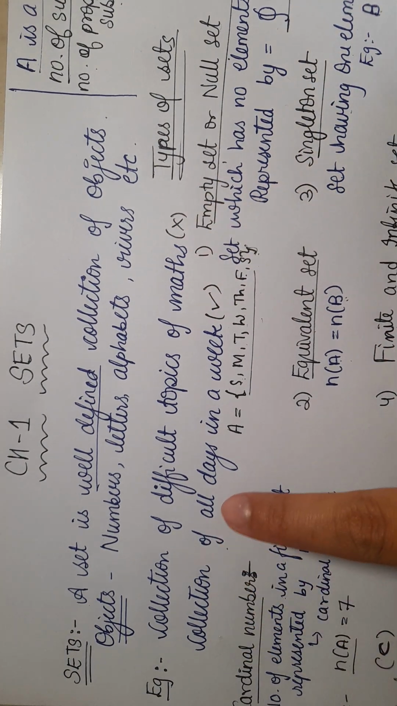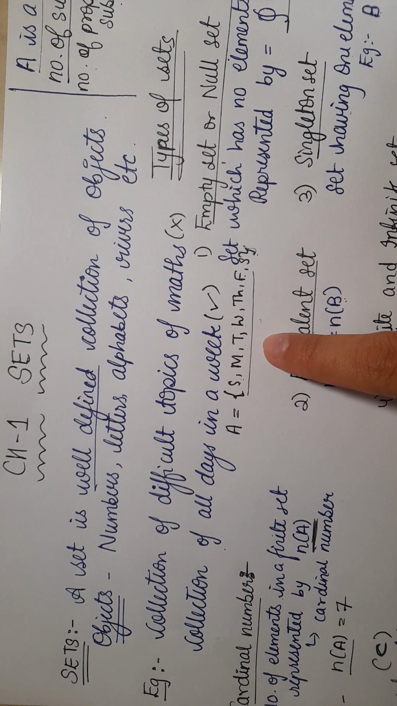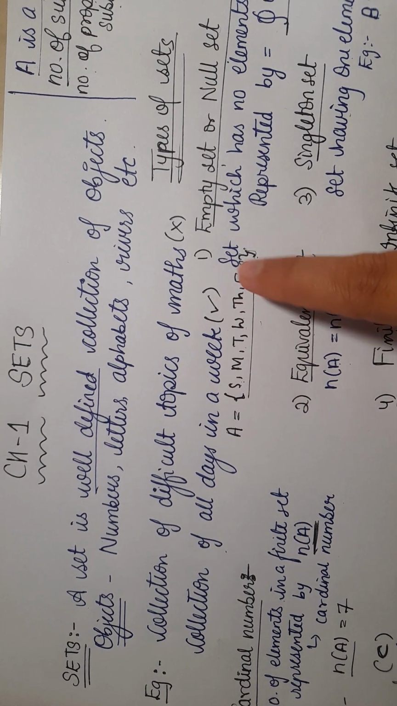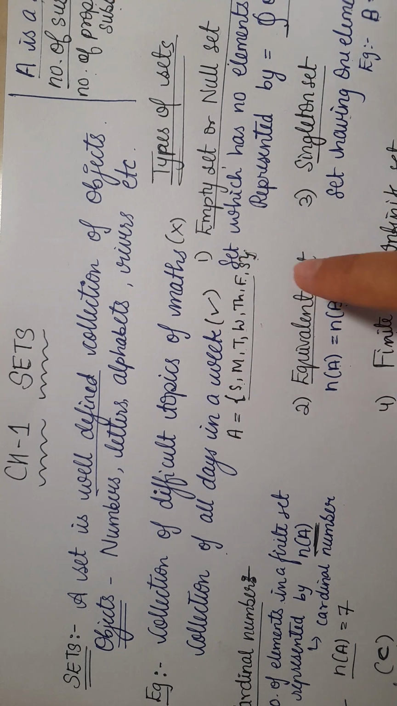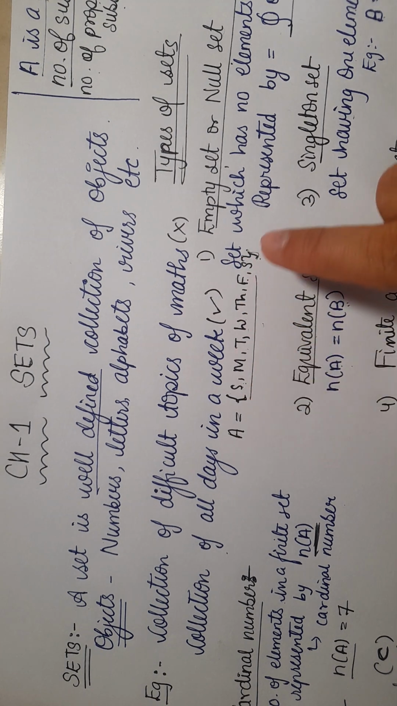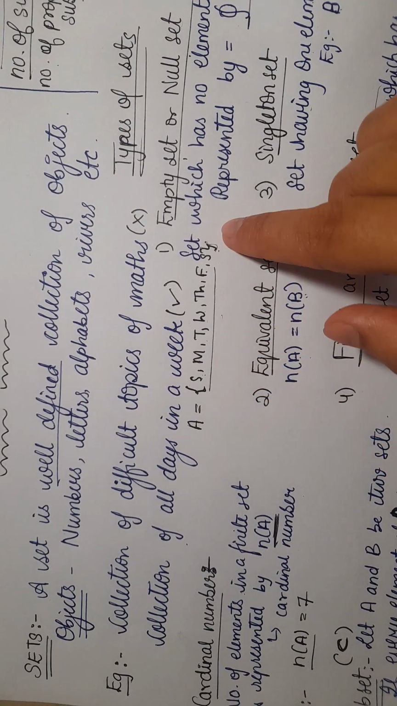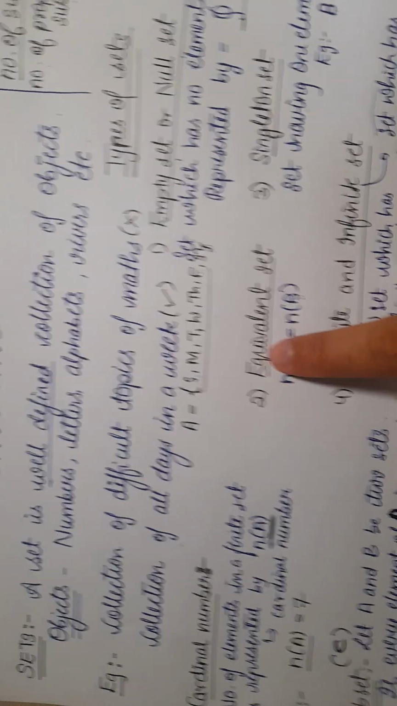Whereas the collection of all the days in a week, which contains Sunday, Monday, Tuesday, Wednesday, Thursday, Friday, and Saturday, is the same according to every person. So it is a set. It is represented by curly brackets, and these are the elements. A equal to this one. That is, A is a set here.